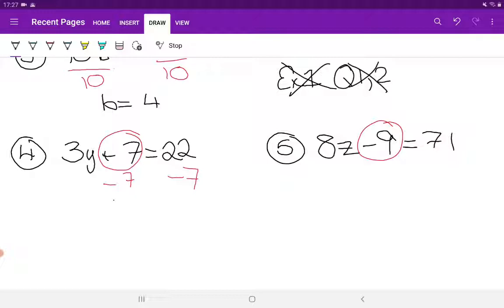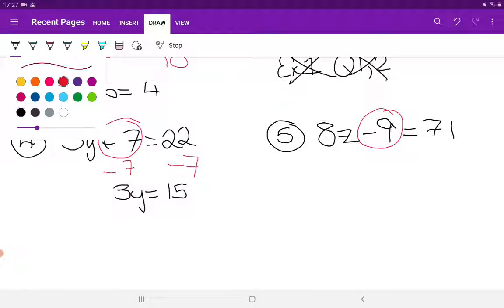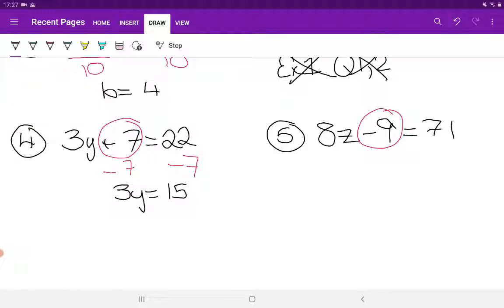That leaves me with 3y equals 22 take away 7. We can do it as a chimney sum if we need to. 3y equals 15. Now it just looks like question 3 there. Okay, 3y equals 15. We're going to divide by 3, okay, to give us y equals 5.